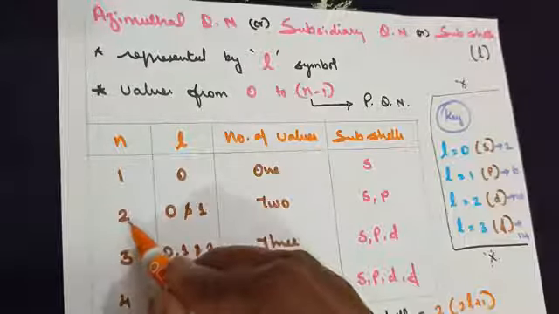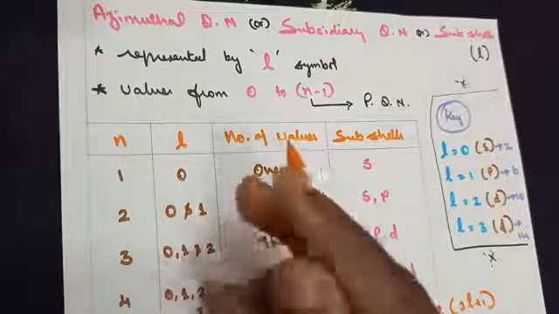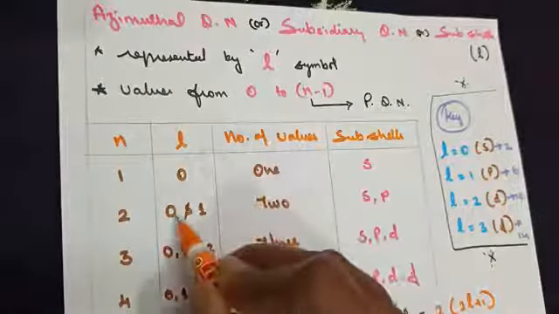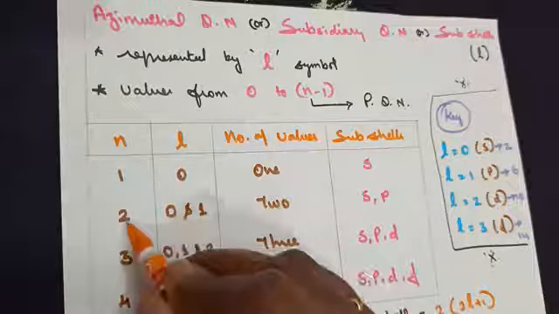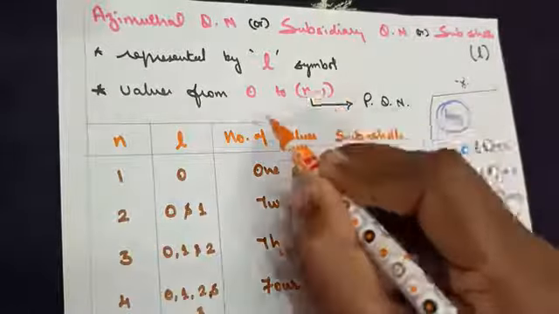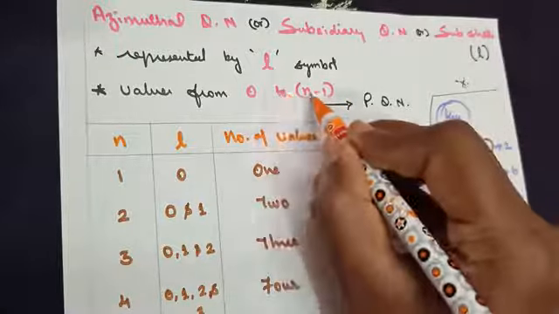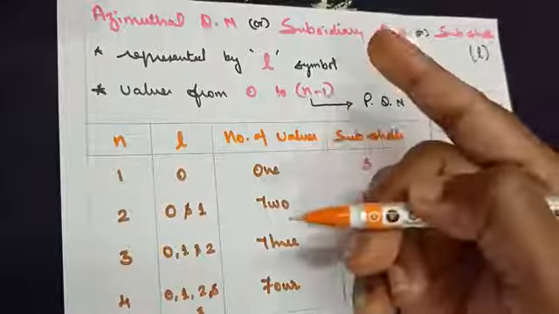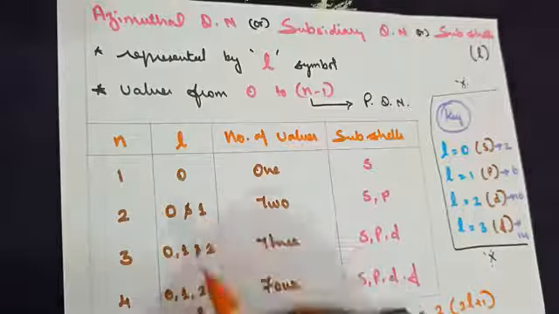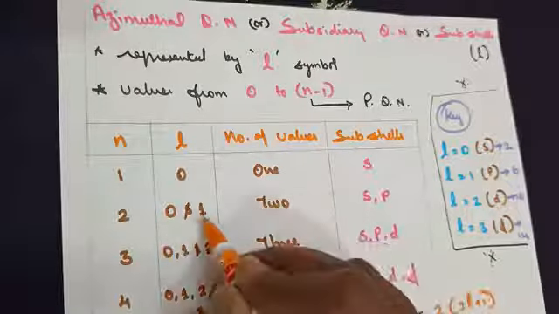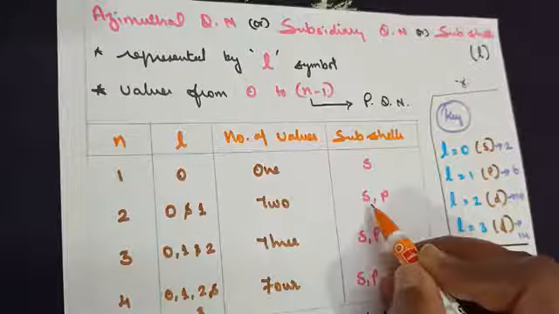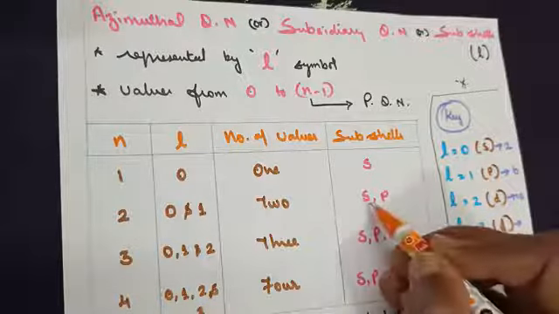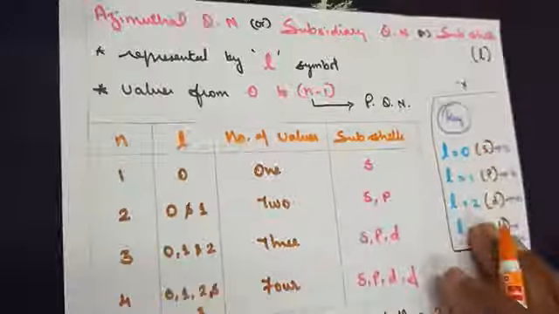When n equals 2, L will have 2 values, that is 0 and 1. If you substitute 2 into this formula, 0 you already have. 2 minus 1 gives you 1 as the answer. So 0 and 1. How many values have you got here? 2 values. So 2 orbitals will be available, that is s orbital and p orbital.